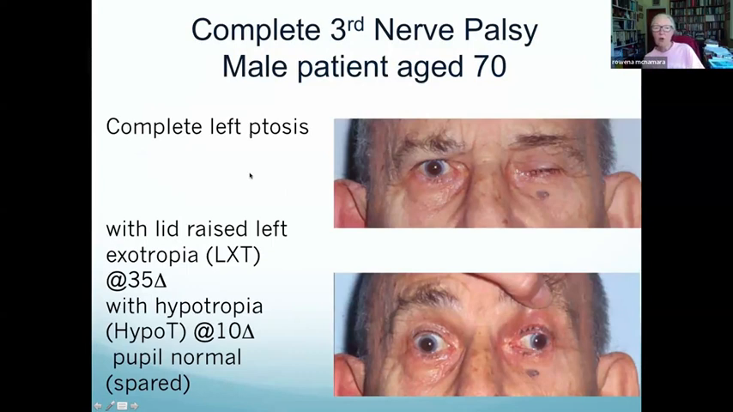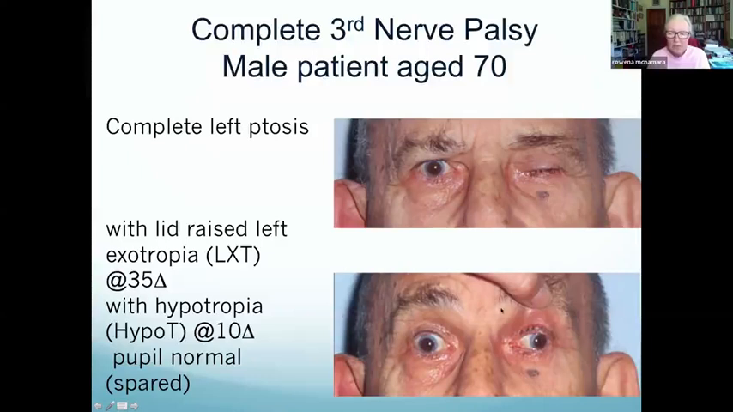Here is a picture of a patient who has come to the clinic. It's a male patient who is 70 years old. He's come to the clinic with his eyes looking as if he's very uncomfortable, but actually he's relaxed with his left lid lowered. He doesn't have any double vision because the left lid is covering his left eye. So he doesn't get diplopia, he doesn't get double vision. He's just seeing singly out of his right eye.